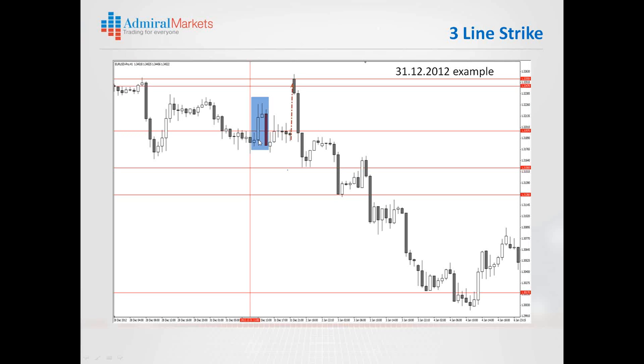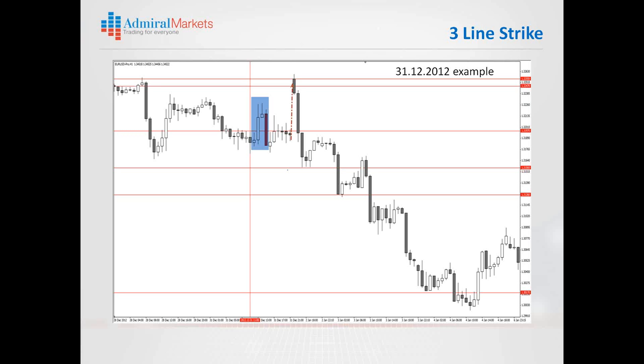Someone's asking if this is three white soldiers. Basically it's not white soldiers, because we need bigger bodies to be characterized as three white soldiers. Three white soldiers are characterized by bigger bodies. If you see, this first candle has a very small body. The second candle has a bigger body, and the third candle, again, it's an inverted hammer.